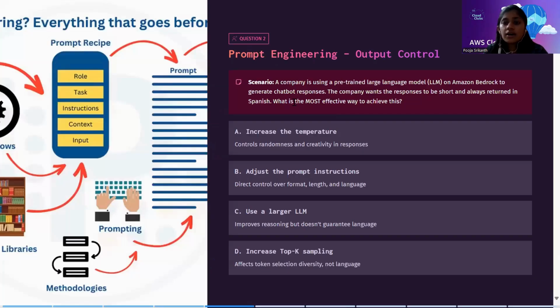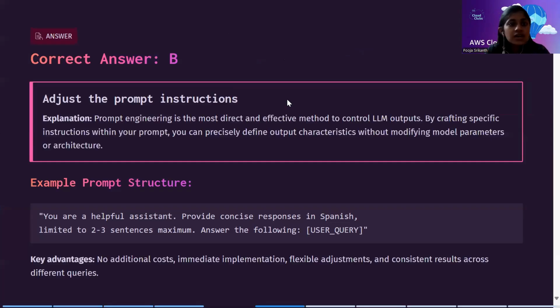So here, a company uses a pre-trained LLM, or large language model, on Amazon Bedrock. The responses must be short and always in Spanish. What is the most effective way to achieve this? You can pause the video while I hold for 5 seconds for you to figure out the answer. So, okay, let's find out the answer. And here it would be B, adjusting the prompt instructions.